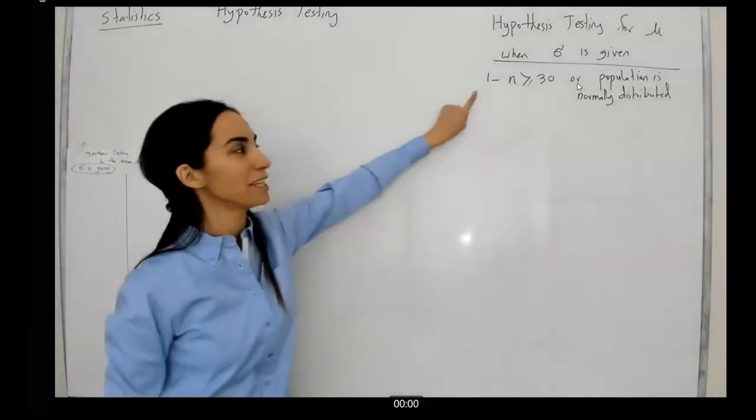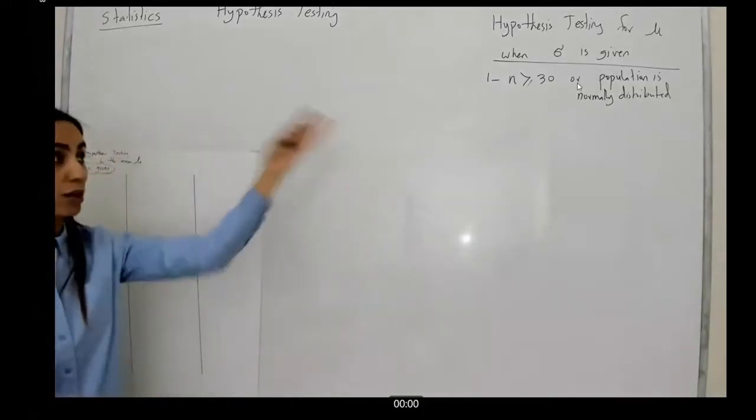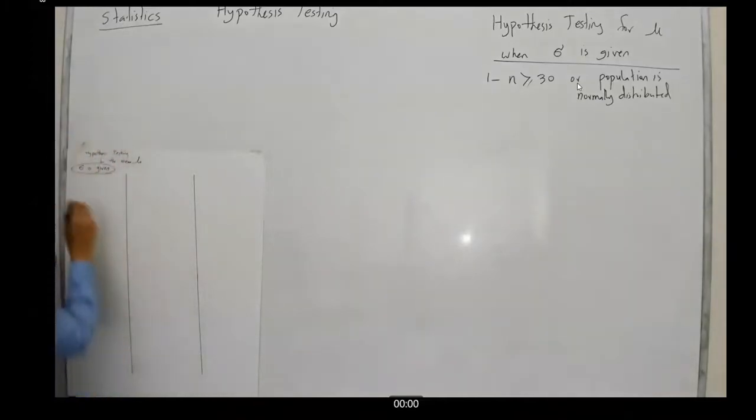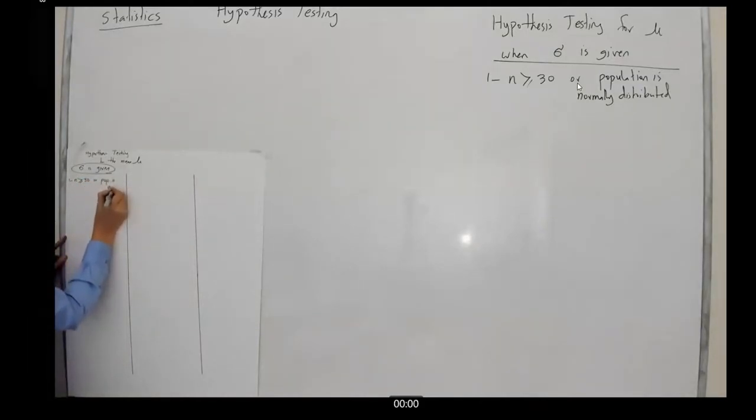First, step one, you have to check to see if n is greater than or equal to 30 or the population is normally distributed. What's the second step?